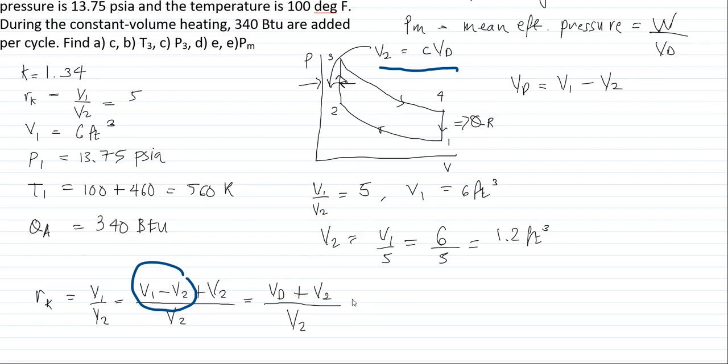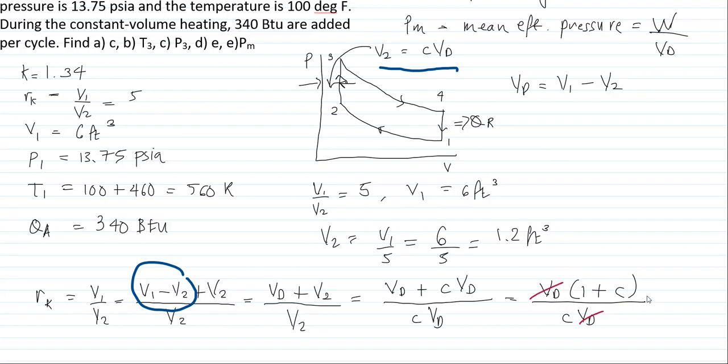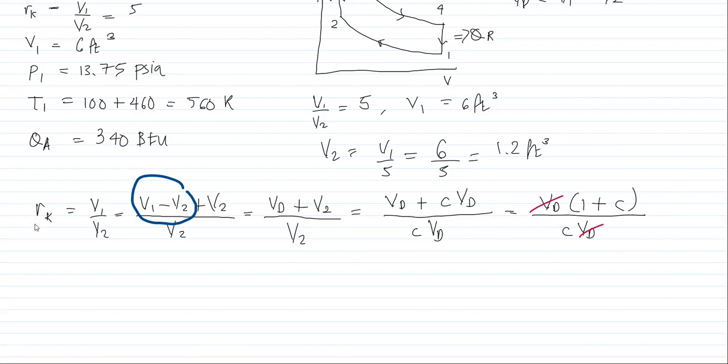So let us change this. Okay, let's substitute. V sub 2 is C times V sub D, and V sub 2 in the denominator is also C times V sub D. So V sub D can be factored out, and I will now have 1 plus C over C times V sub D. So what will happen is, I can cancel V sub D, and therefore R sub k is equal to 1 plus C over C. So this is a new formula that you should remember.